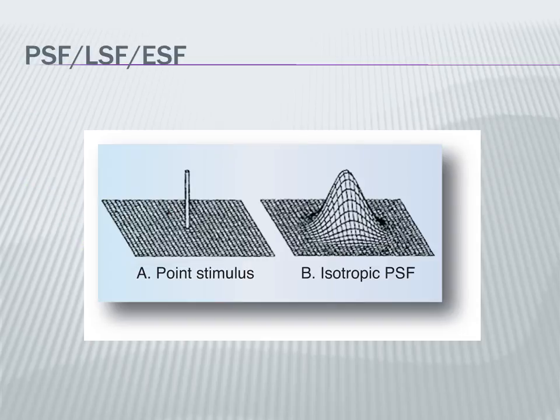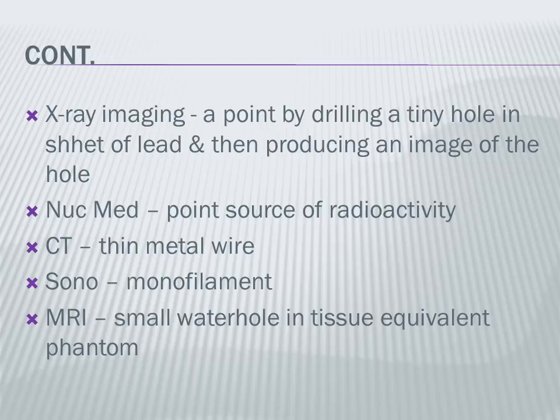Point mode is done by drilling a tiny hole in a sheet of lead and imaging it. You get a point stimulus. This creates a point when it intersects with the imaging plane and responds isotropically. And then B is a 3D graphic of the image receptor response to the point.